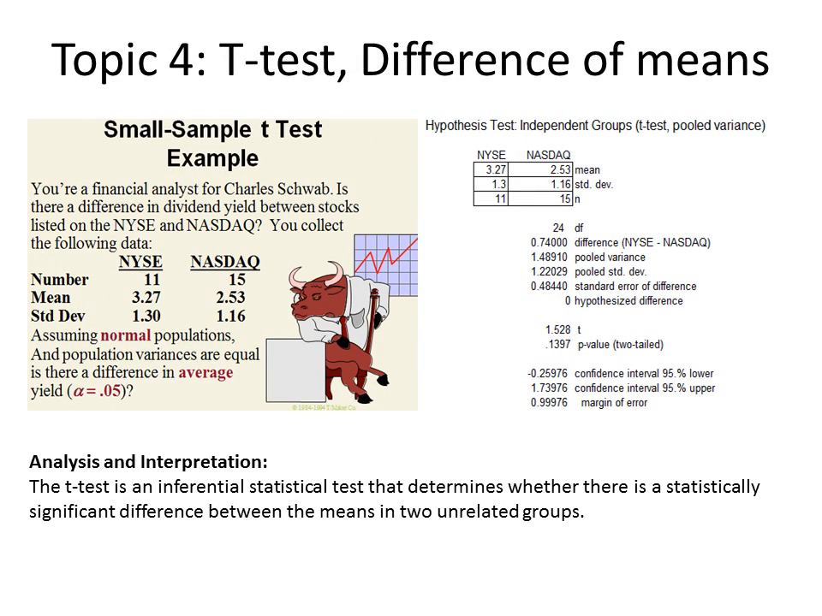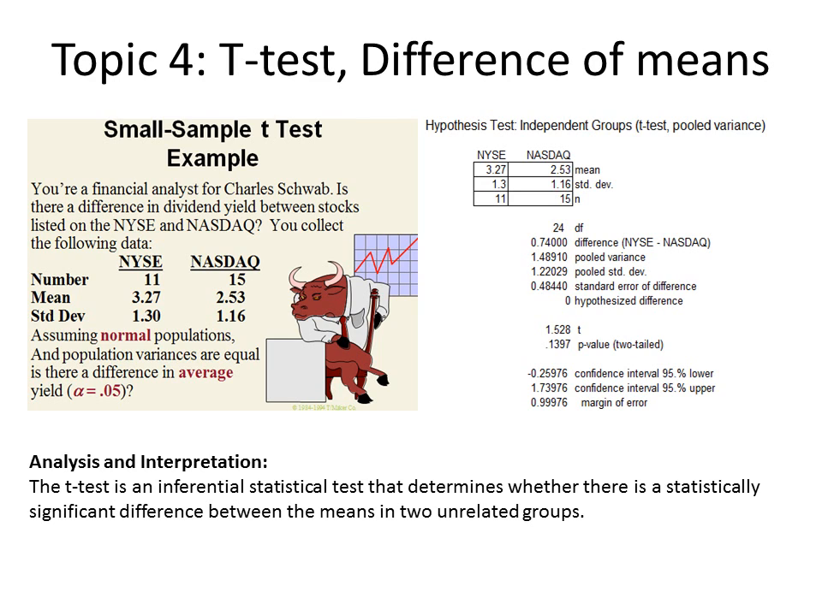The t-test is an inferential statistical test that determines whether there is a statistically significant difference between the means in two unrelated groups. The t-test is usually used when the sample data is fairly small. In this particular sample, the sample data has a total of 26 stocks.